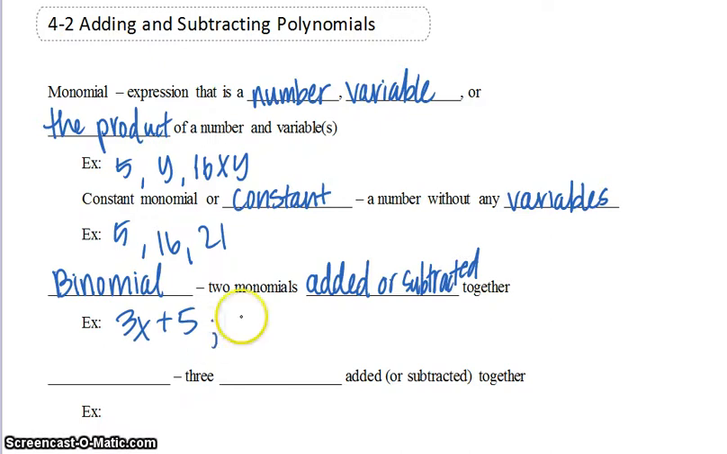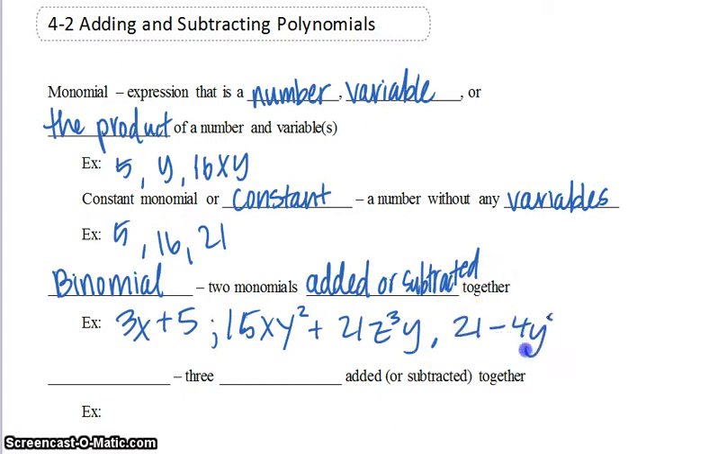Or another example, 15xy squared, that's a monomial, plus 21z cubed y. I write my z's like that so you can tell the difference between the 2 and the z's. Okay, that is a binomial. There's 2 monomials. Or 21 minus 4y to the 5th. Again, it's 2 monomials being subtracted, binomial.